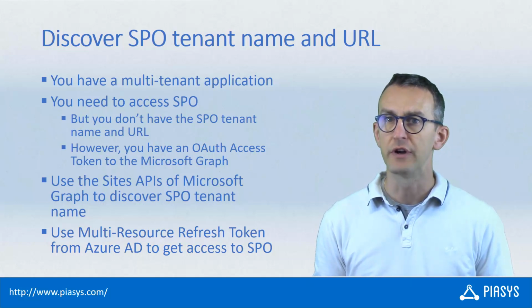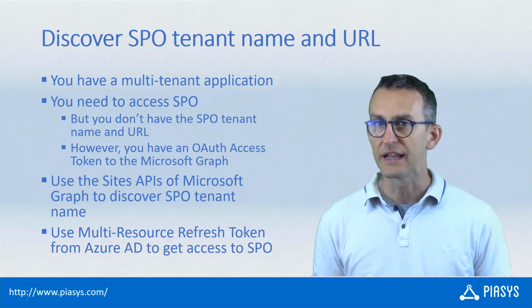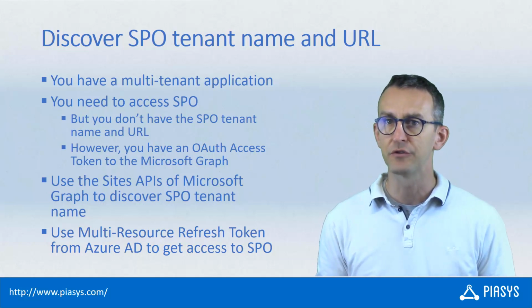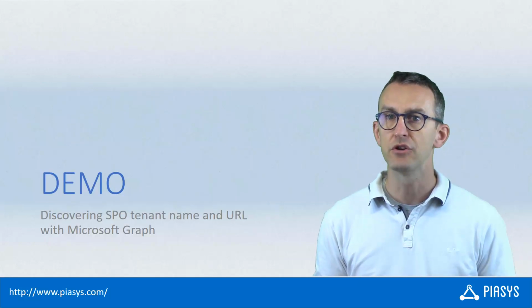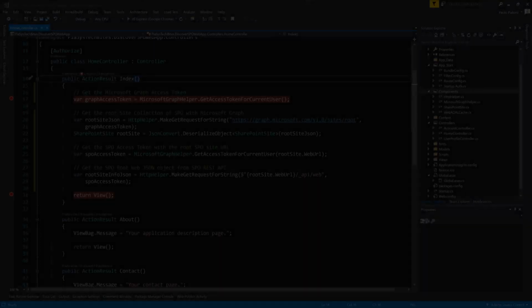And using the full URL of the SharePoint Online tenant, you can get an access token using the multi-resource refresh tokens that you can get through Azure AD in order to be able to access the target SharePoint Online tenant. Let me show you what I mean with the demo, and then we will wrap up this video.